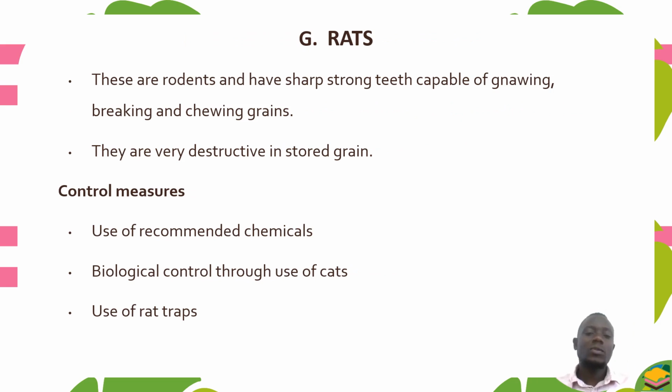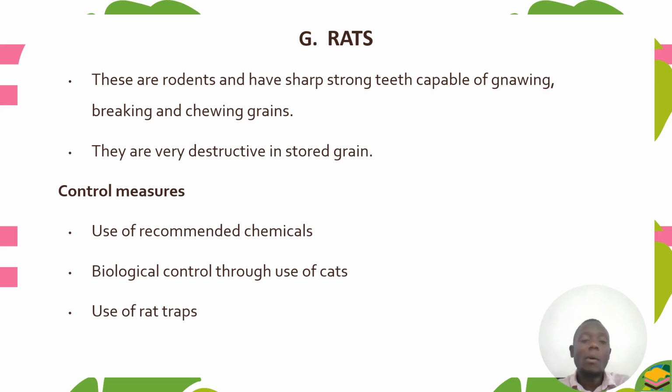So let's now look at the last one, which is rats. Rats are rodents, and these rodents have got sharp and very strong teeth, which are capable of gnawing, breaking, as well as chewing the grain. So they can chew and even break the grain. They are very destructive in store. When you have stored your maize, these rats are so destructive.